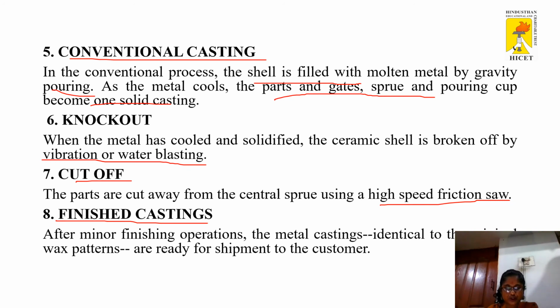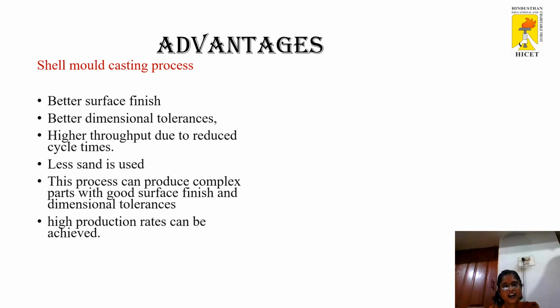Which means you have to do the remaining part like smooth surface finish. So the minor finishing process should be done. So that is what, and it should be ready for the market, for shipment, for the customers to get delivered. Okay, so next one we have advantages of shell mold casting process.